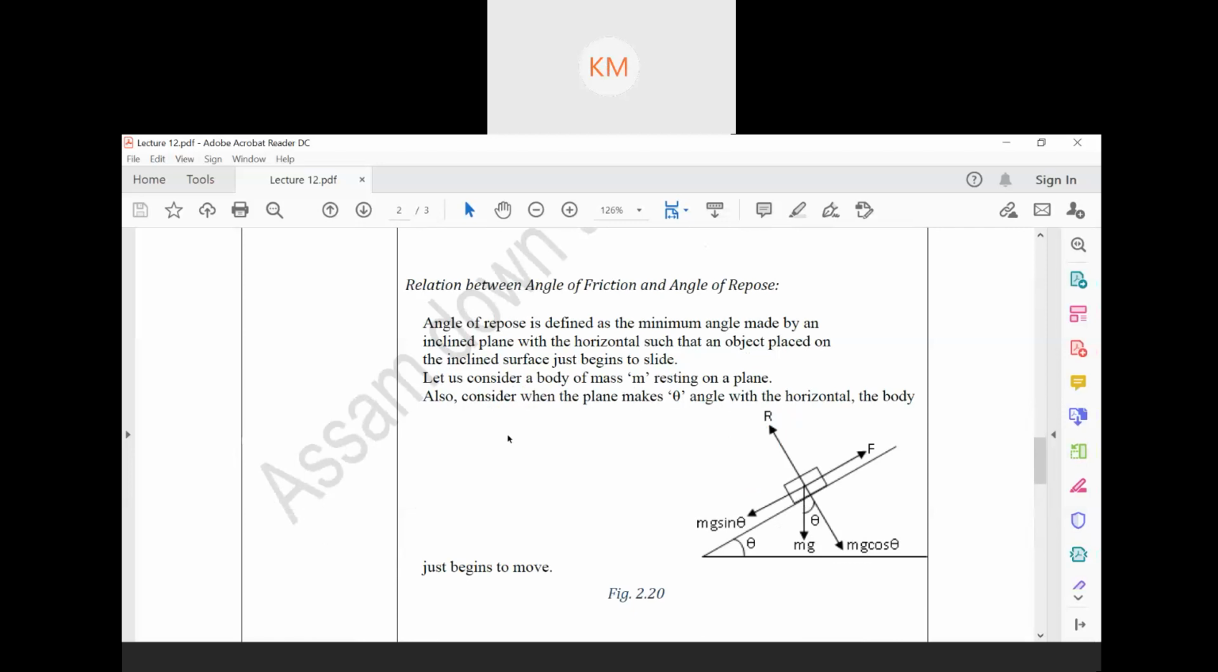So now let us know the relationship between angle of friction and angle of repose. So first of all, what is angle of repose? Angle of repose is defined as the minimum angle made by an inclined plane with the horizontal such that an object placed on the inclined surface just begins to slide.